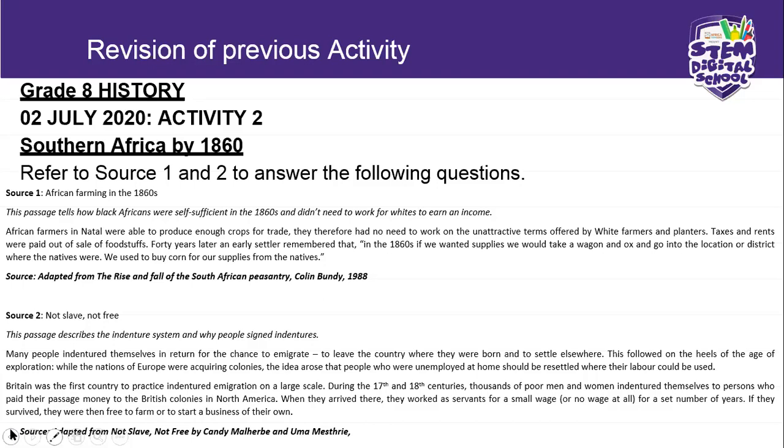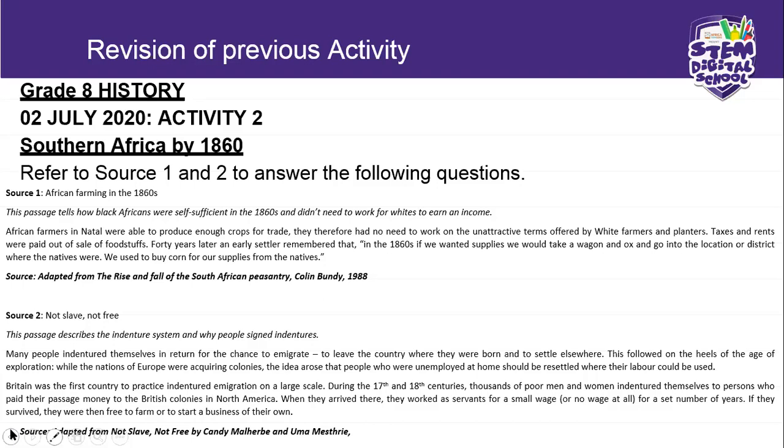Forty years later, an early settler remembered that in the 1860s, if we wanted supplies, we would take a wagon and ox and go into the location or district where the natives were. We used to buy corn for our supplies from the natives. So that was source 1.